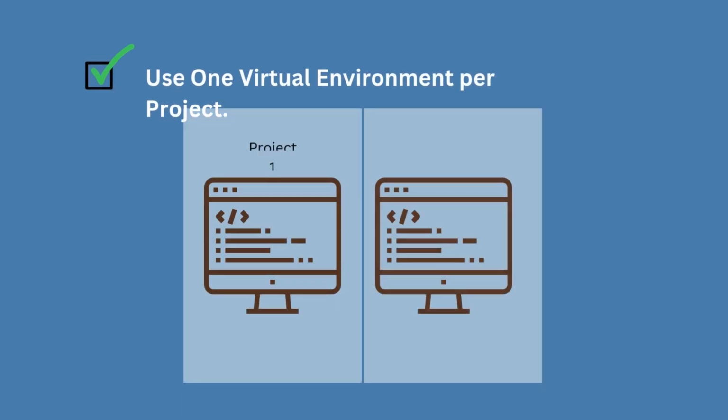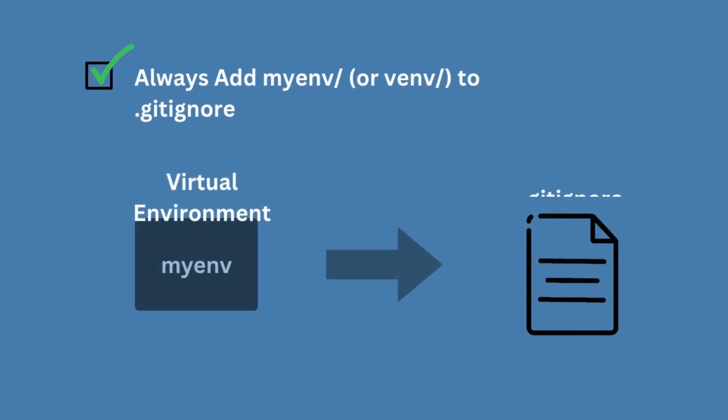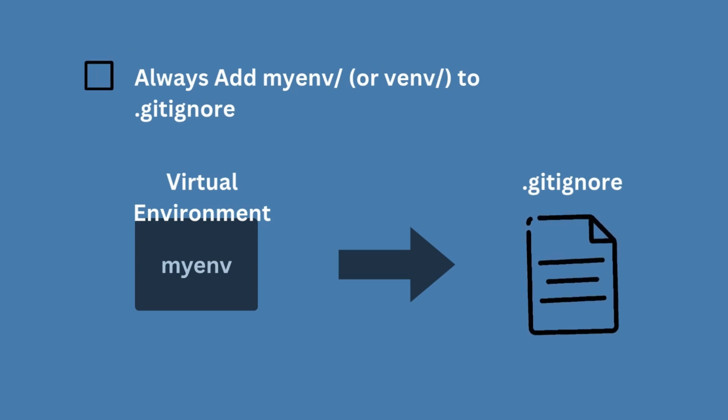Use one virtual environment per project. This keeps things isolated. Every project should have its own virtual environment to avoid version conflicts and mess. Always add your virtual environment name to the gitignore file. Never push your entire virtual environment to GitHub. Just share your requirements.txt. That's all others need to recreate it.